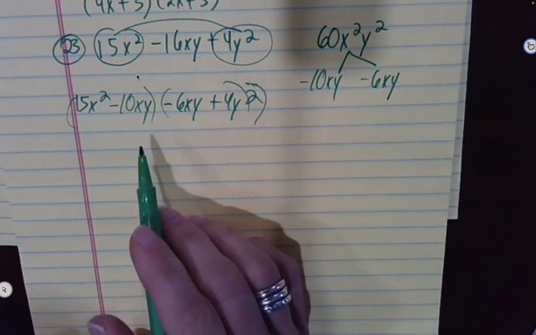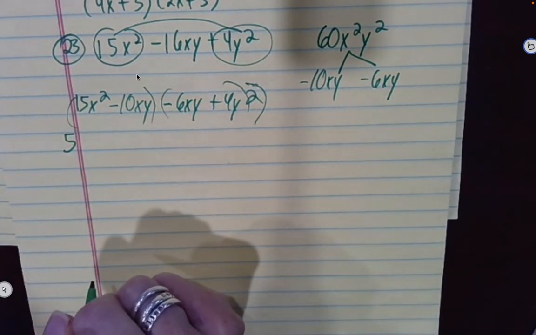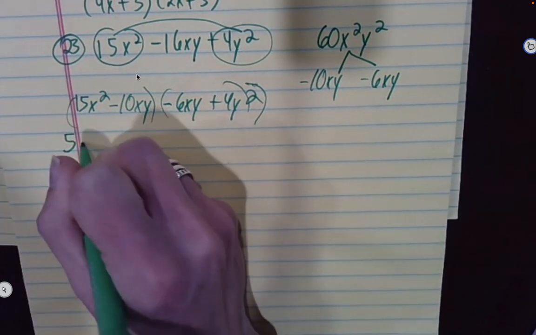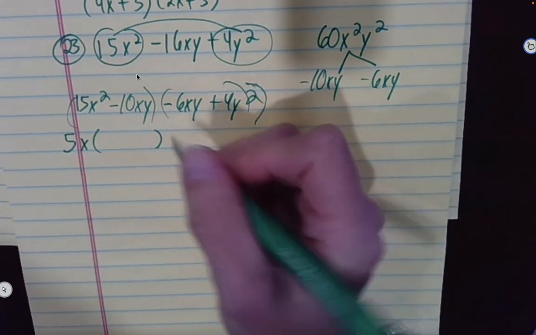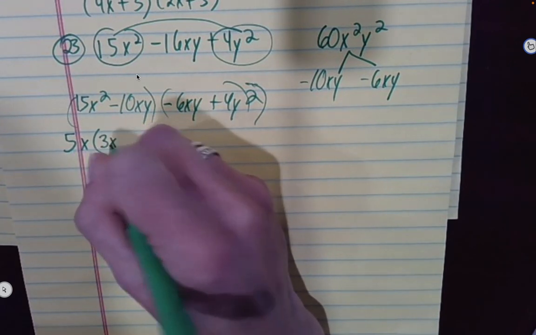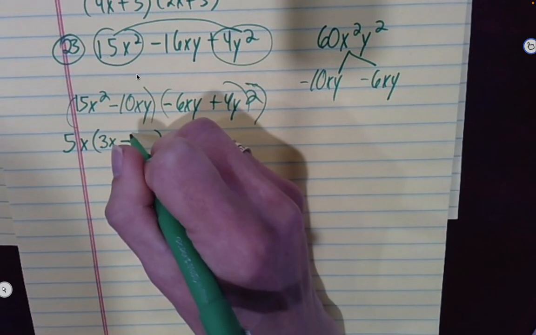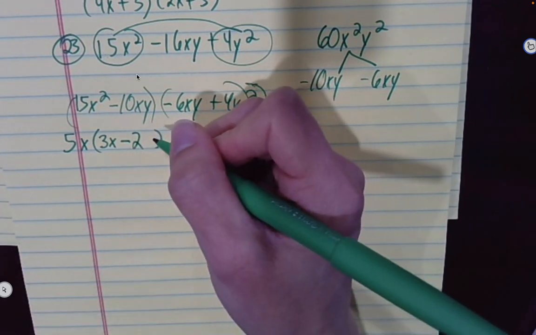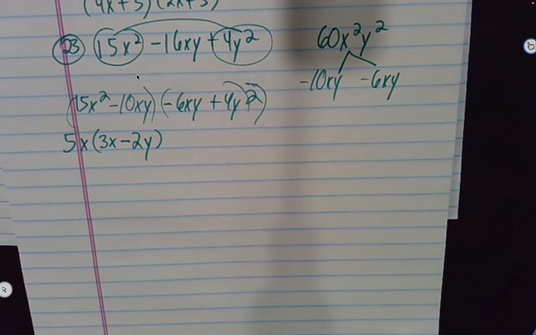Okay. So what can I factor out of 15 and 10? A 5. And what do they both have? They both have an x. So now what's left over? Y'all pay attention. What's 15 divided by 5? 3. And your x. And what's 10 divided by 5? 2. Now my x is already out, but what's left? A y. Is everybody okay with that one?